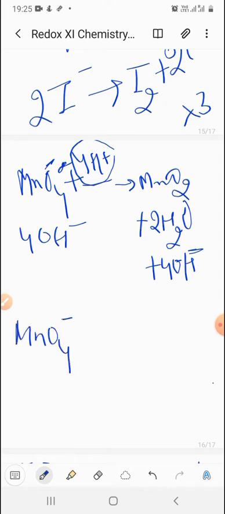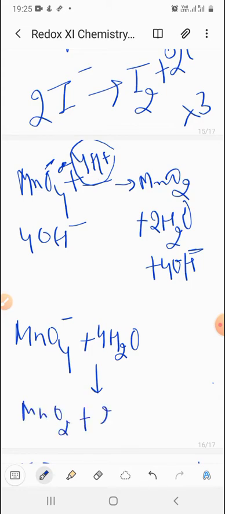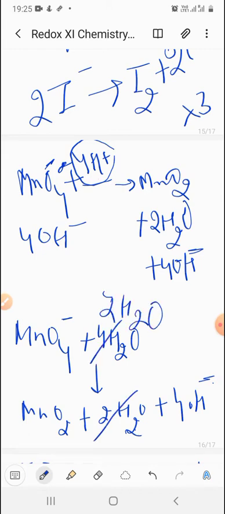Now 4H positive and 4OH negative will make water, it will be 4H2O, and next it will be MnO2 plus 2H2O plus 4OH negative. Now you can see 2 water and 4 water, so it will be cancelled out, it will be only 2H2O. So now this is the balanced equation.